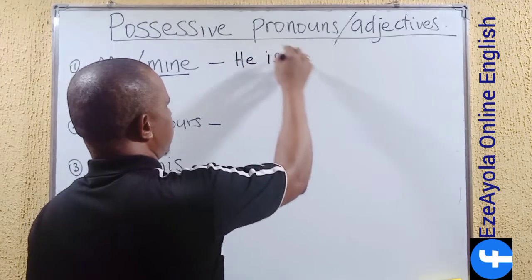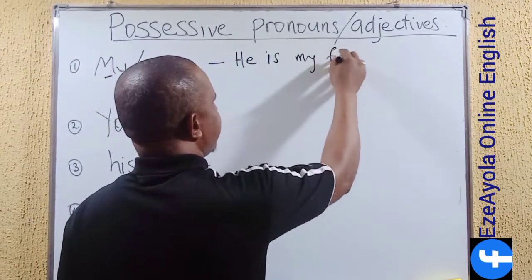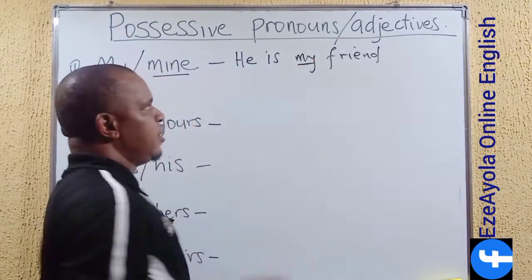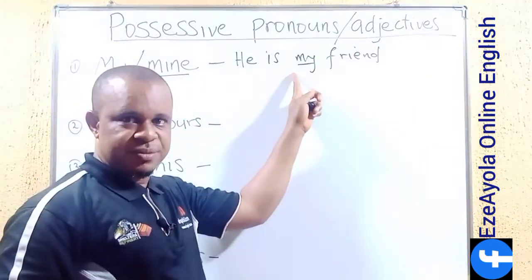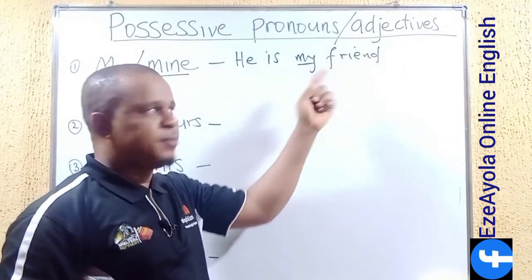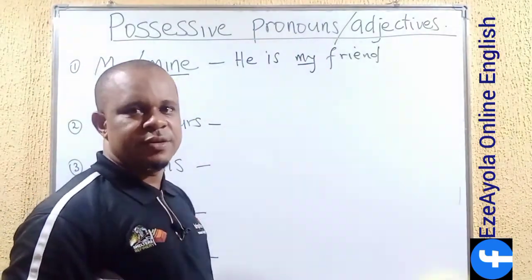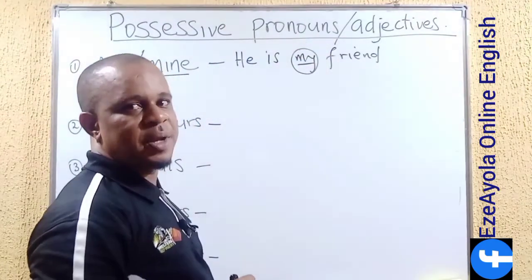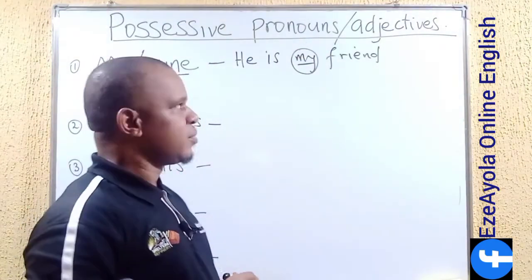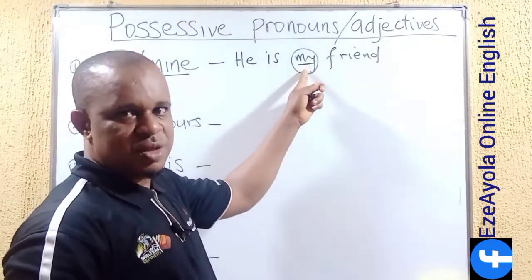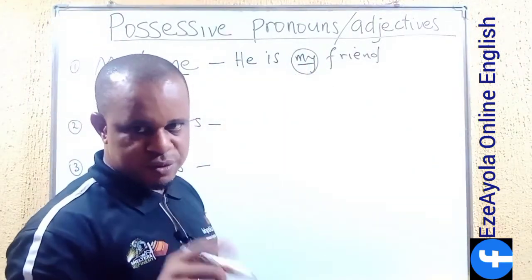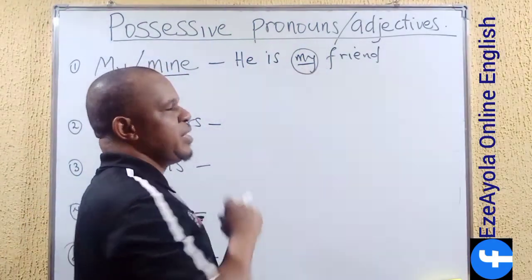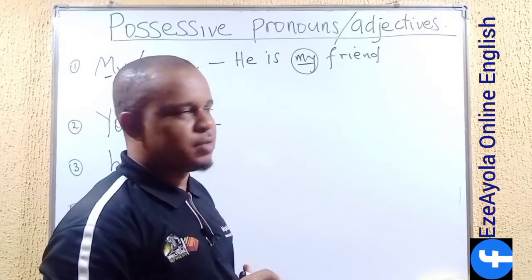Okay, in sentences, we could say, he is my friend. Let's look at the my here. He is my friend. All right? What do we call this? Where does it belong? Very important. Most times, students will tell you this is a pronoun. No, that would be very wrong. This can't be a pronoun, but an adjective.